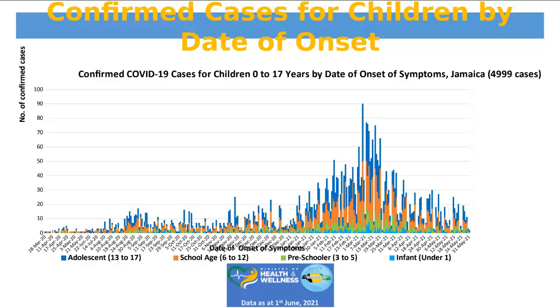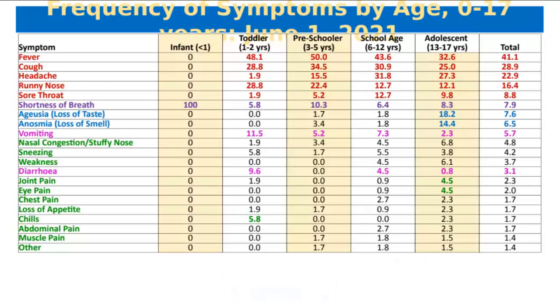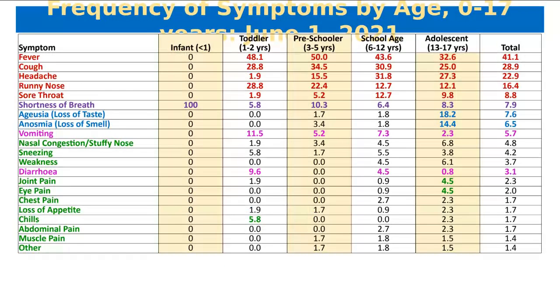And here we have the various symptoms for the children, and the symptoms mimic those of the adults. You'll see here overall in Jamaica, the children present, in red, with fever, cough, headache, runny nose, and sore throat. Almost all of them will present with those 5 symptoms in all age groups except for infants. Infants tend to present, 100% of them, with shortness of breath.